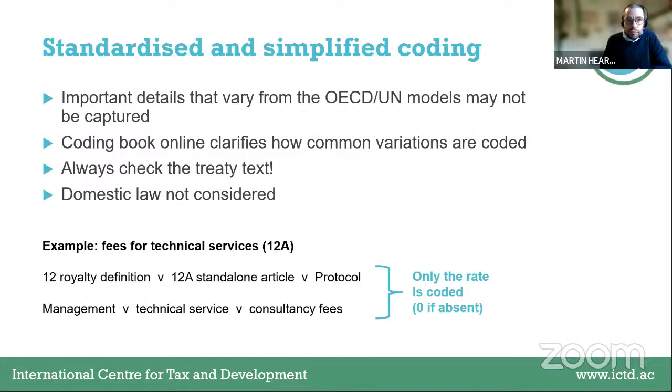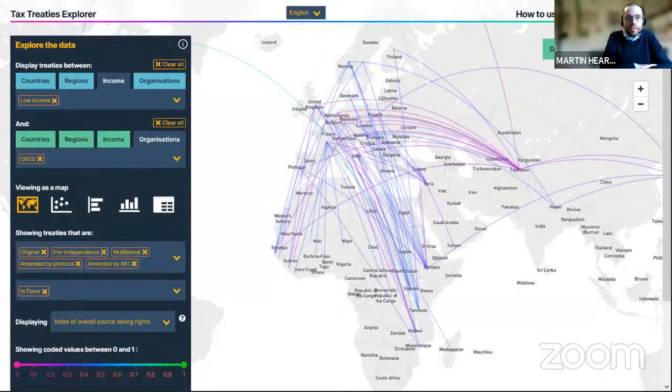Okay, let's start to look through what that looks like. So this is how the Tax Treaties Explorer looks. I'm going to work through some examples of what you can do with it now to give you an idea. So to begin with, to say at the top here, you can select the language between English and French. It's translated fully into French.